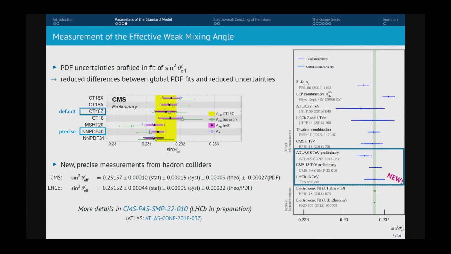At LHCb, this uncertainty is smaller because we know the proton PDF better in the forward region, but LHCb has the disadvantage of running at lower instantaneous luminosities, so they have very large statistical uncertainties in comparison. And the results are shown here. The two measurements, LHCb shown for the first time here at ICHEP, measured in agreement with the standard model prediction. And the measurement by CMS is the most precise measurement from a hadron collider experiment.